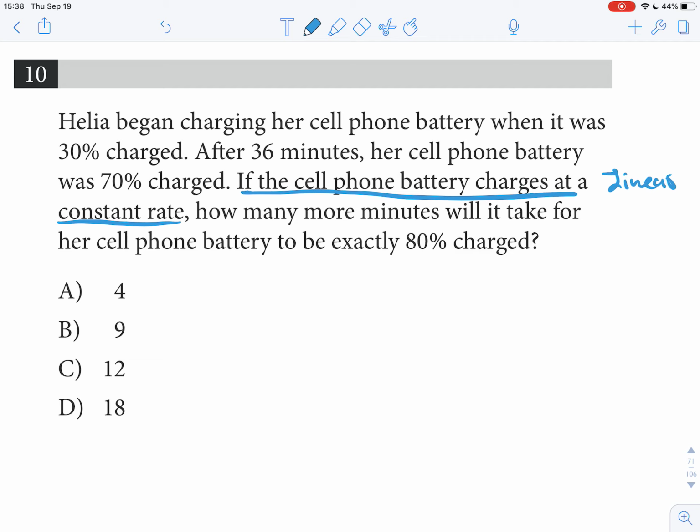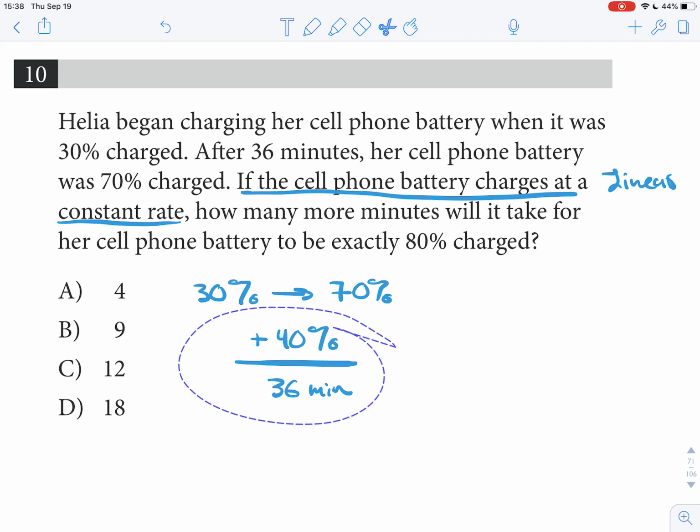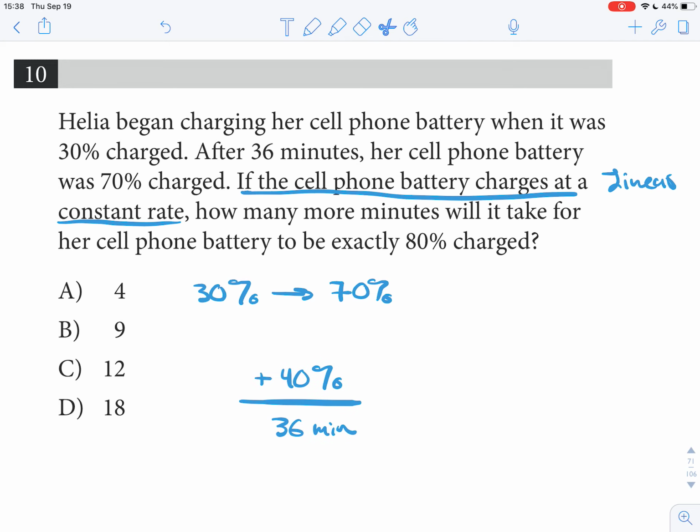So it tells us that when it starts at 30%, and from 30% to 70%, she gained 40%. And she gained that 40% in a matter of 36 minutes. Now, because this charges at a constant rate, we can figure out the amount of time that it will take, because we can set up proportions. We could set up a proportion.